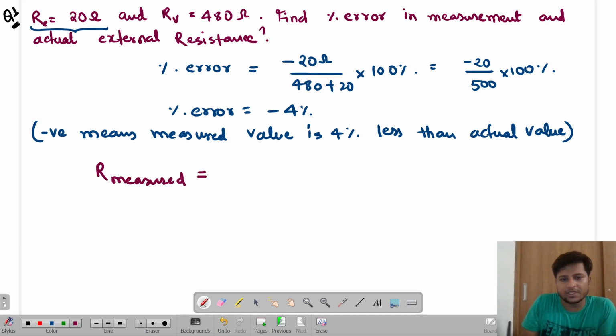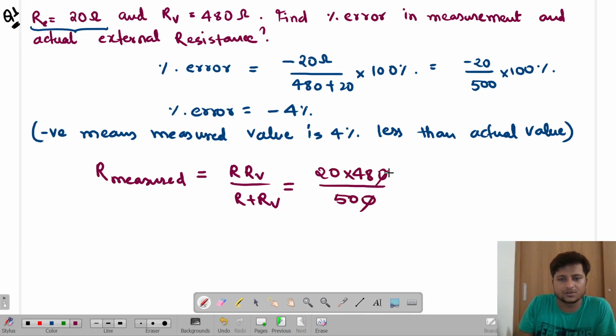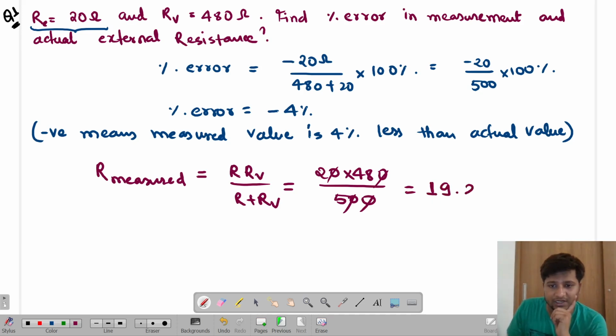Measured will be how much? Simply R into RB divided by R plus RB. So this means it is 20 into 480 divided by 500. The zeros cancel, so this will become how much? 96. So 5 ones are 5, 5 nines are 45. 19.2 ohms, isn't it? 19.2 ohms. Are you able to get it? 2. So this is my measured value actually.